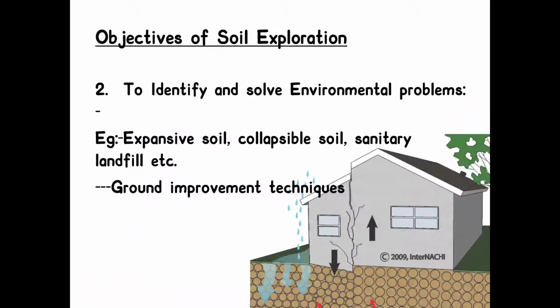The next objective is to identify and solve environmental problems. During soil exploration, we should identify what are the potential foundation problems. For example, if the underlying soil has presence of expansive soils, collapsible soil, sanitary landfill, etc. This is because if these kinds of soil are present underneath the ground, it may react unfavorably with water and can cause shrinkage and swelling. Now, if these cases occur, we will have to employ some ground improvement technique and design the foundation accordingly.